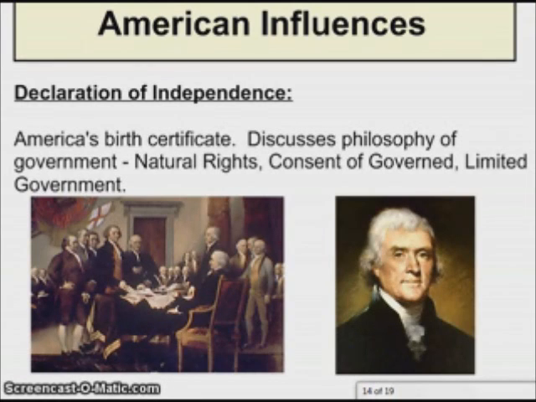Remember, we just fought a war. We just defeated the English in the American Revolution. We wanted to shift away from a king. And one of the first documents we brought in was the Articles of Confederation, which was a loose confederation of states, which we'll talk about.